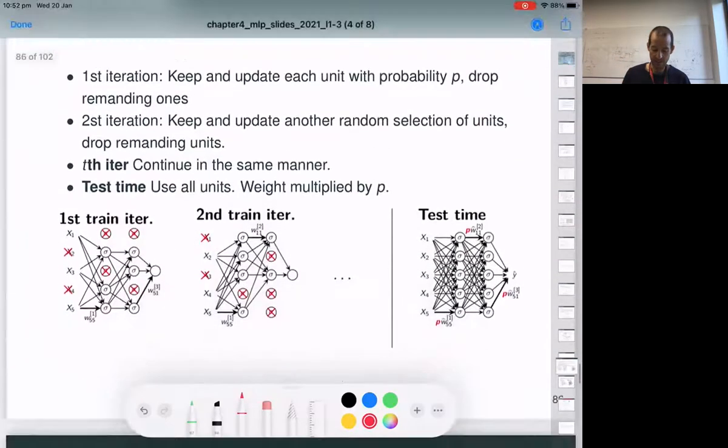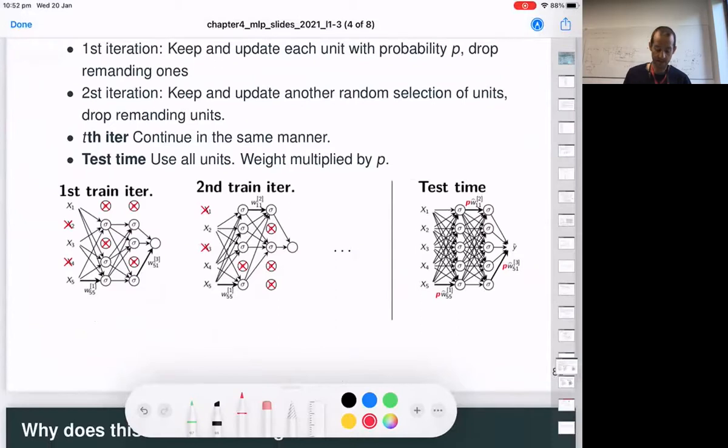At each iteration, for example the first training iteration, I don't use this neuron, this neuron, this neuron, and so on, and I do one iteration of my optimization algorithm. In the second iteration, I do the dropout technique again, so maybe it will be these other neurons, and so on. So at each time, the network doesn't use all the neurons, all the units.